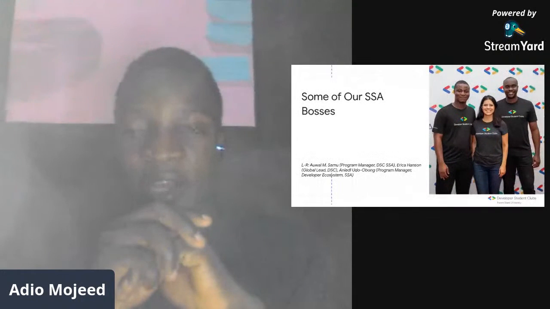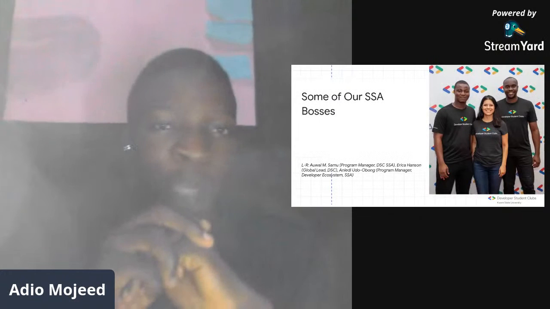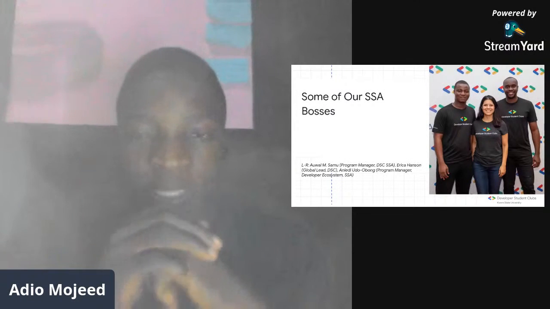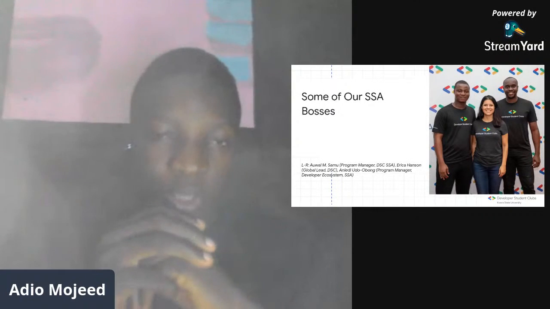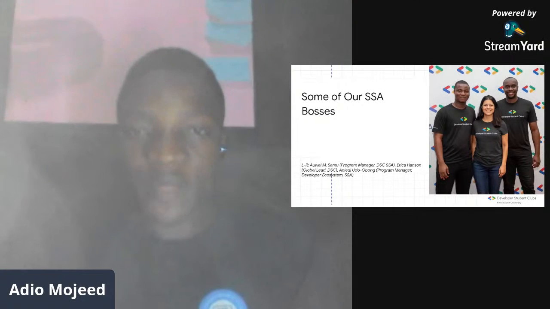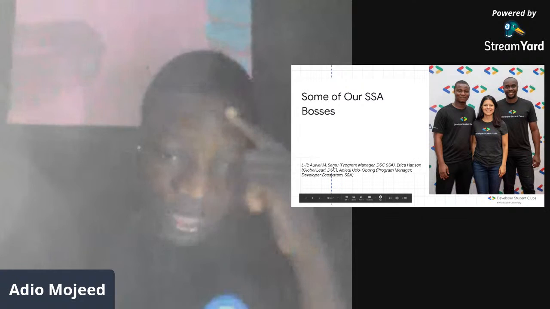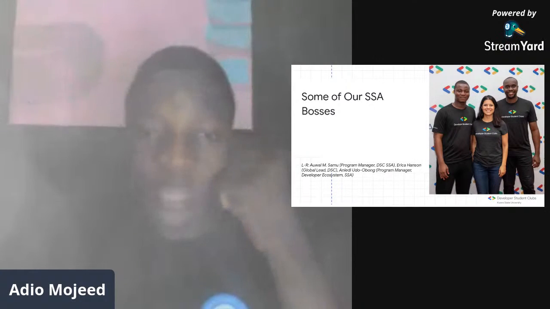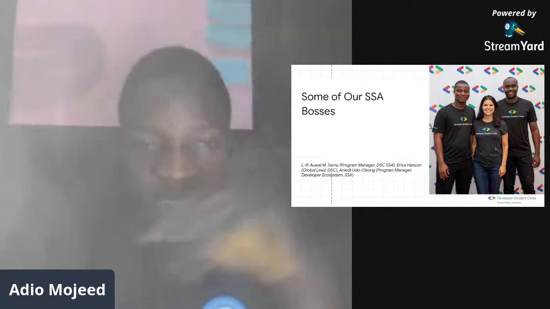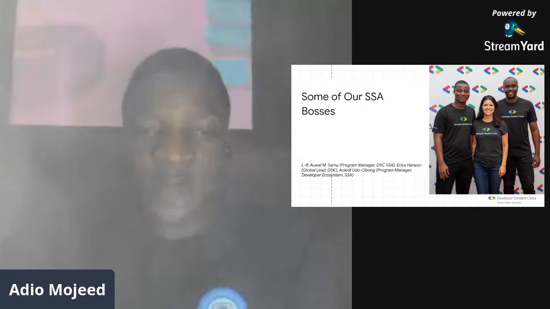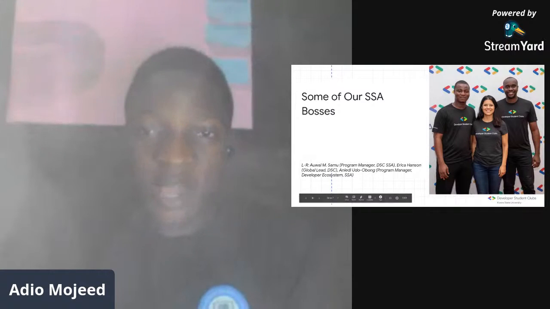Some of our bosses in sub-Saharan Africa. Like I said, the program is global, but we have the leads in each continent. Here in sub-Saharan Africa, from left to right, we have Awal Mohammed Samu, which is the program manager for the DSC sub-Saharan Africa. We have Eric Hansen in the middle, as we've seen in the previous slide, which is the global lead for DSC, and we have Anedi Udobong, which is the program manager for the developer ecosystem for the sub-Saharan Africa.